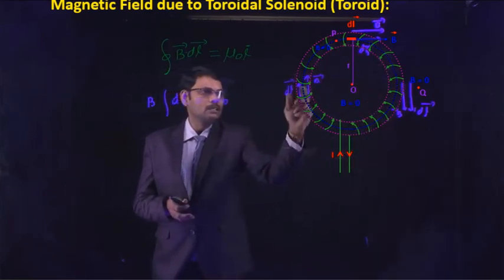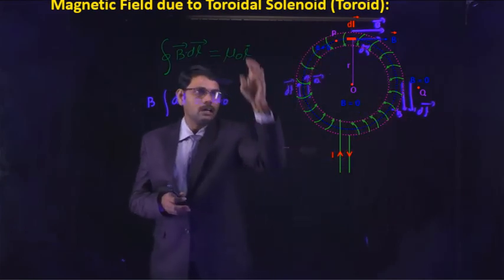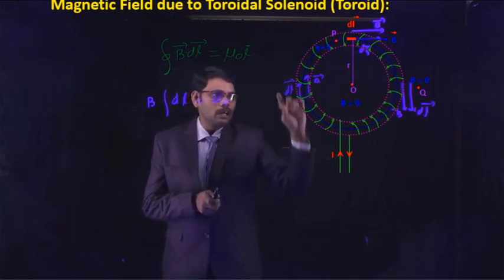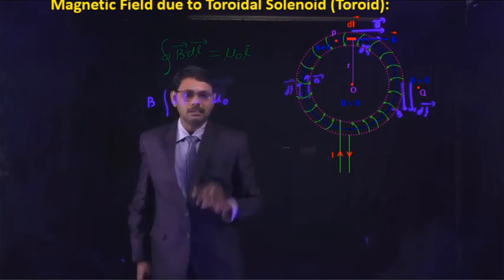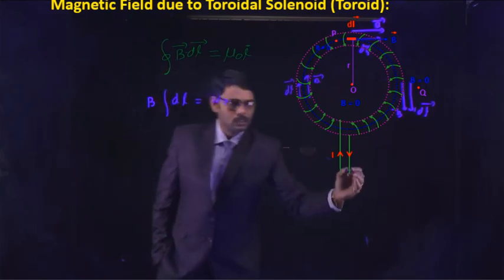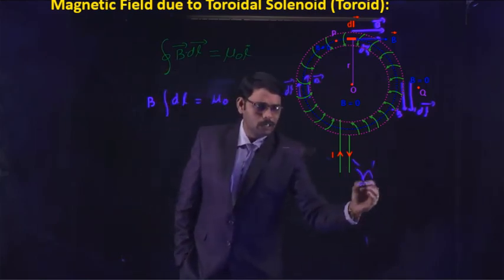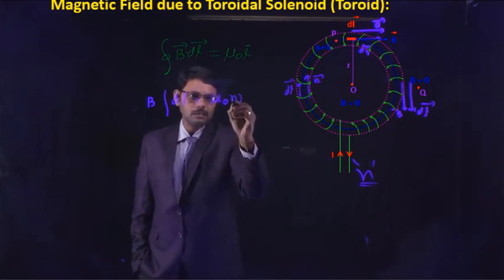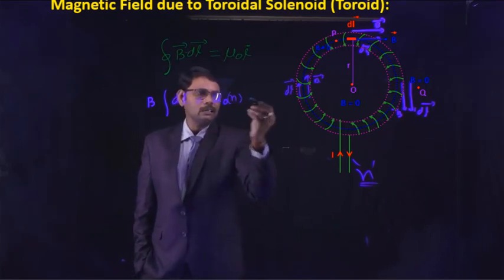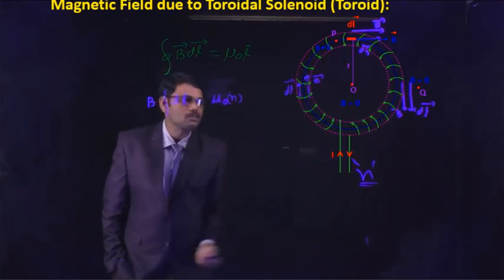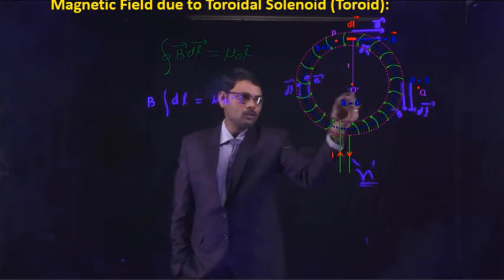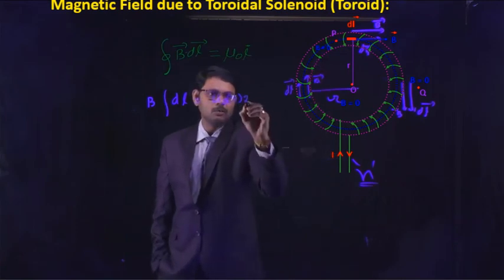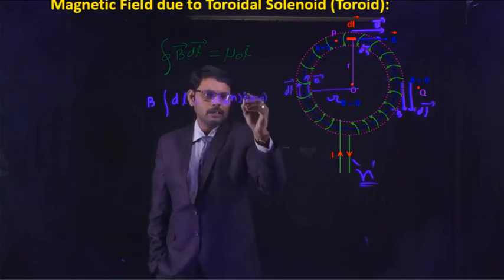For all these circular loops, we have to give the value of total current for all the circular loops of the toroid. If there are small n number of turns per unit length, similar to the solenoid, here also let us assume small n are the number of turns per unit length. Then current is number of turns per unit length into total length. If r is the radius of this toroid, then the total length is the perimeter, that is 2 pi r, into I.